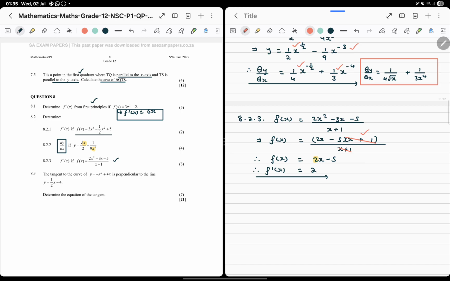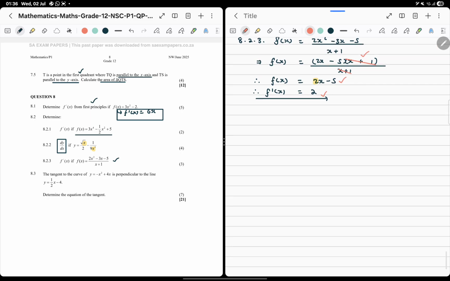So when we factorize, we get a mark. Simplifying f is a mark. The derivative, good, 3 marks there.